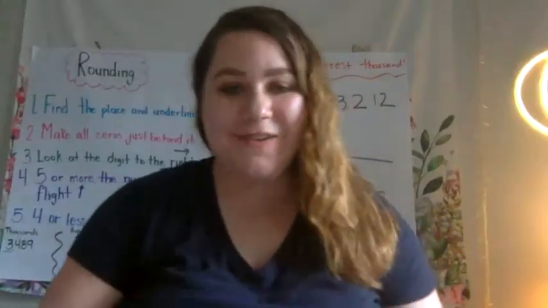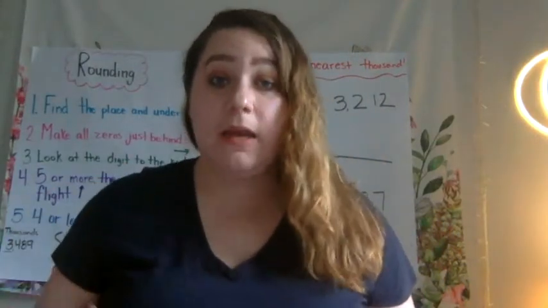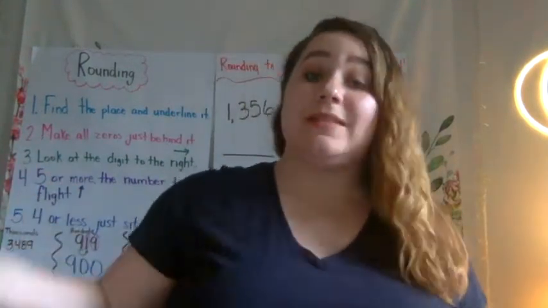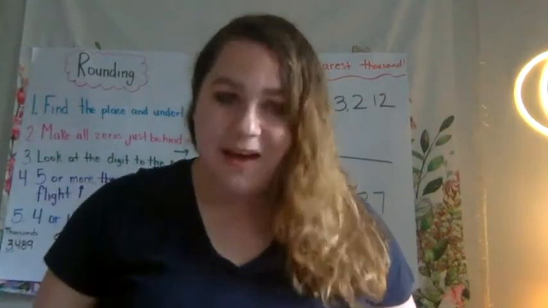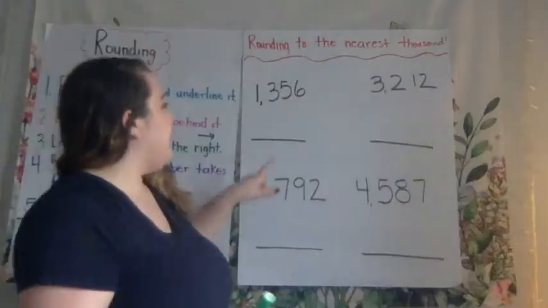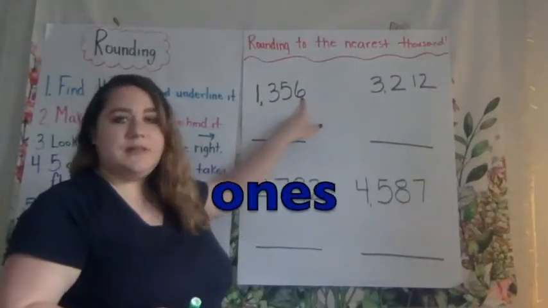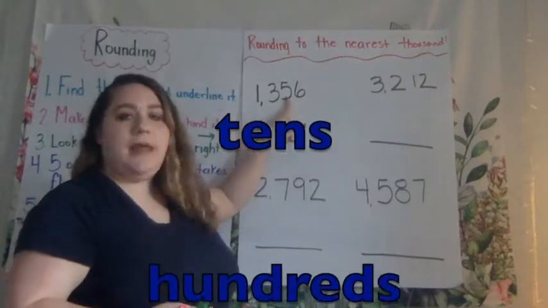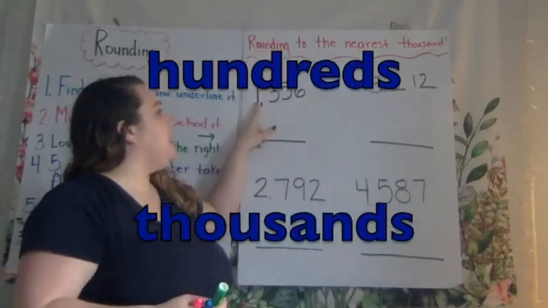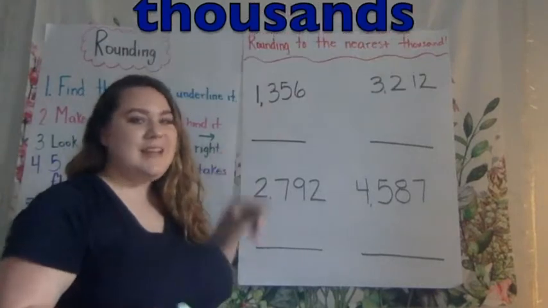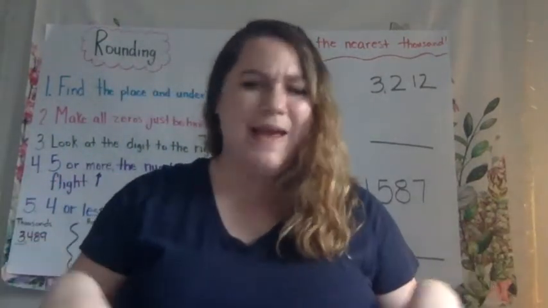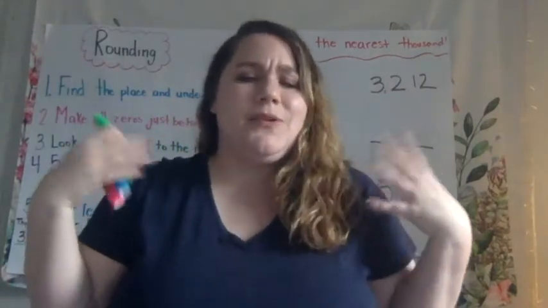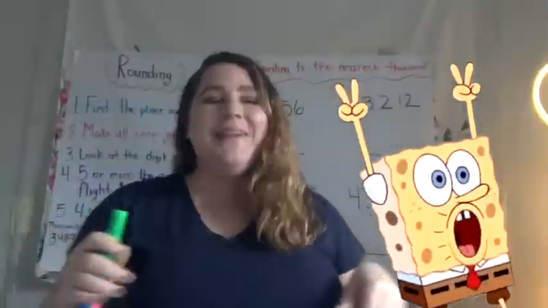Friends, today we are going to be rounding again, and this time we're rounding to the nearest thousand. Say thousand. Thousand. Good. When we have a number, we see our ones place, our tens place, our hundreds place, and our thousands place. That thousands place is a little bit new to us, but that's okay. Say, I'm so smart. Good.